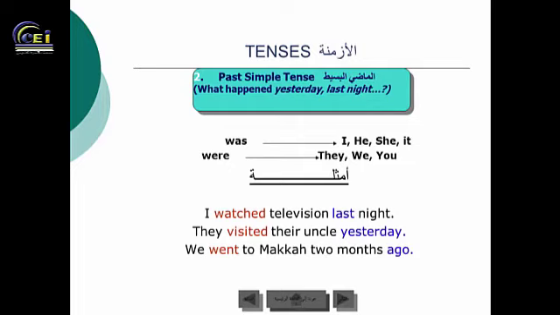We know was or were is the past of the verb to be. We use was with I, he, she, it, but were with you, they, and we.